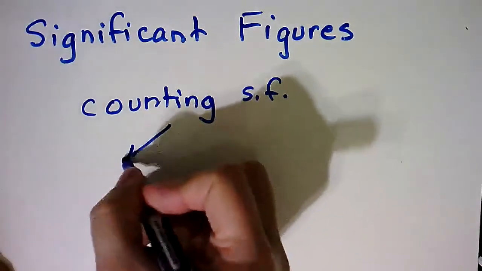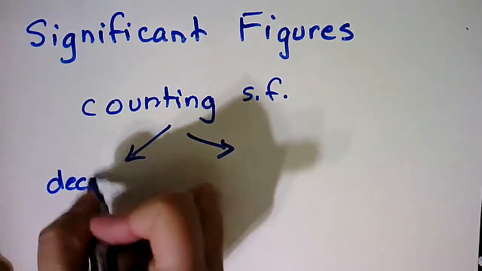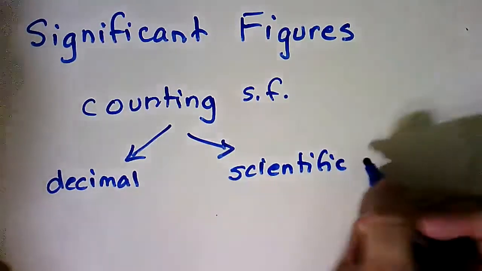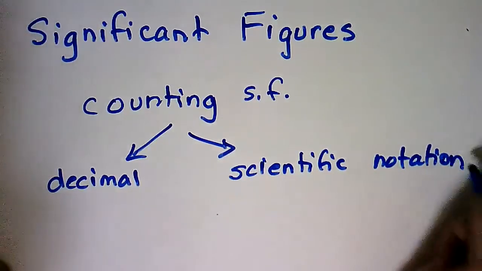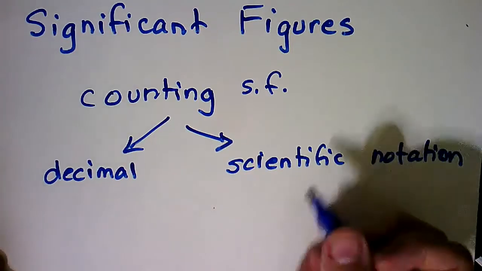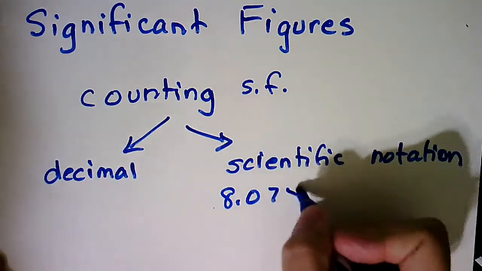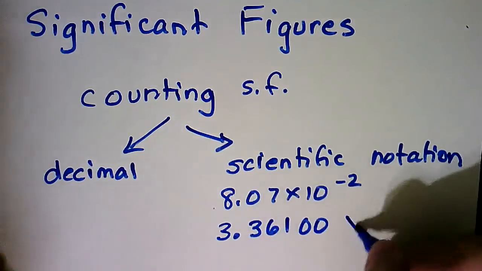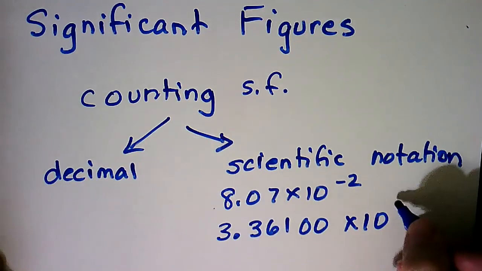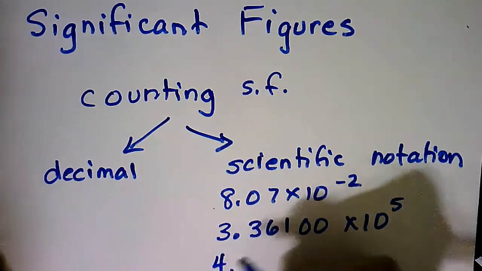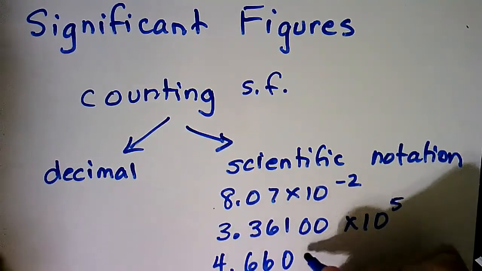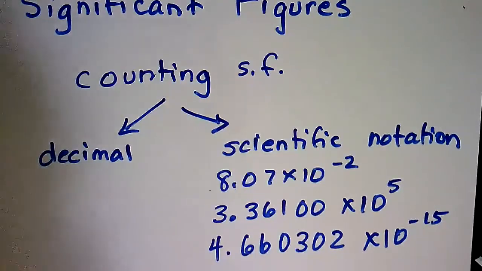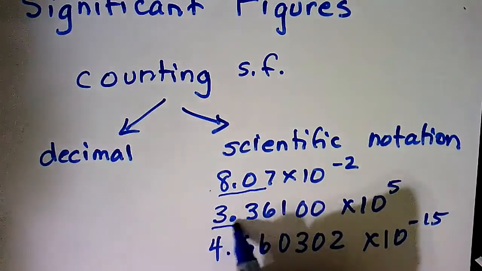We're going to divide numbers into two categories: decimal numbers and numbers that are written in proper scientific notation. When a number is written in proper scientific notation, as these examples are, you always have a non-zero digit before the decimal place. And the number of significant figures is determined by the figures that are written down.